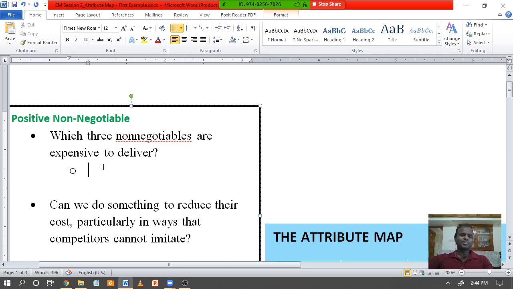Why did you join a university? For what reason did you join? For what reason do you guys join a university? What are the non-negotiables? Means when you exit university, you should have it.